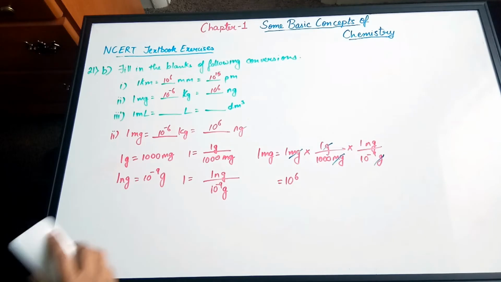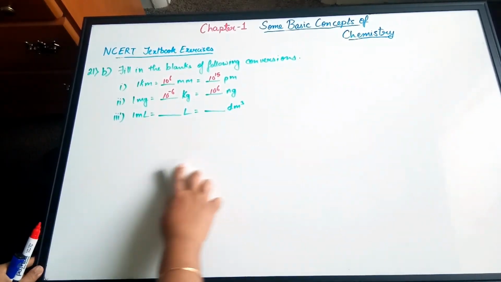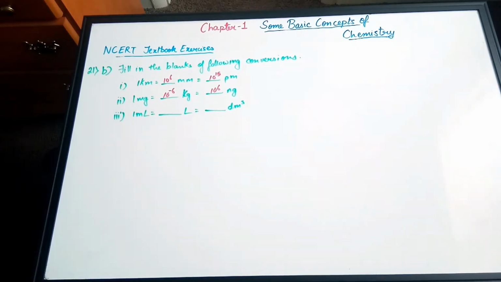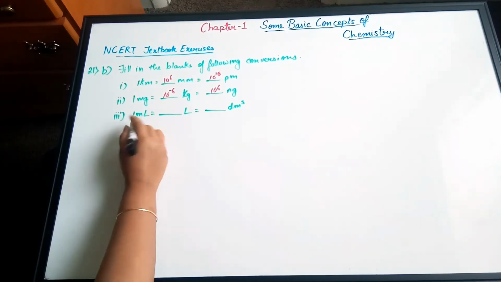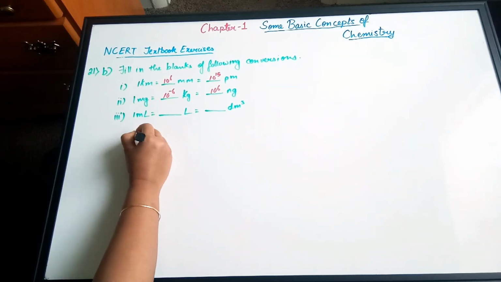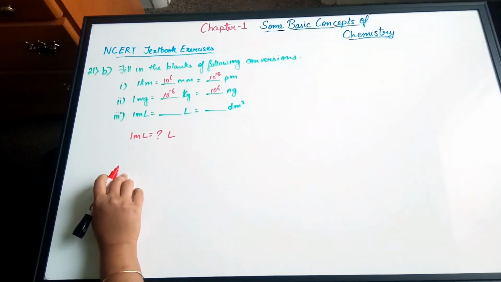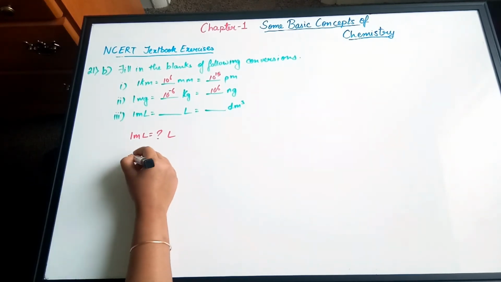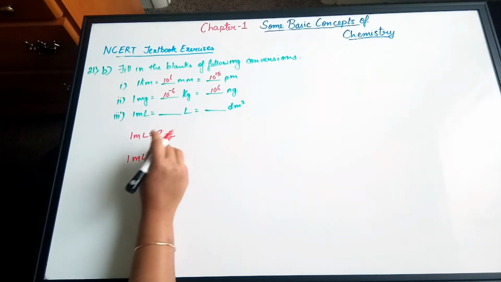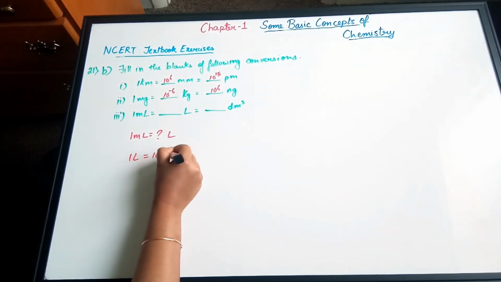The last one, we are converting milliliters to liter. That should be a straightforward one. So let's do it. So 1 milliliter is how many liters? So 1 liter equals 1000 ml.